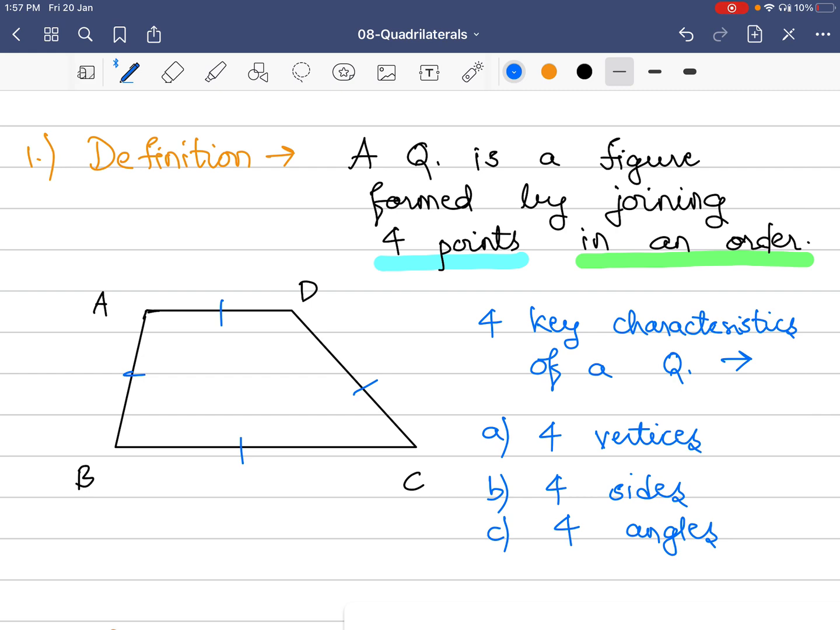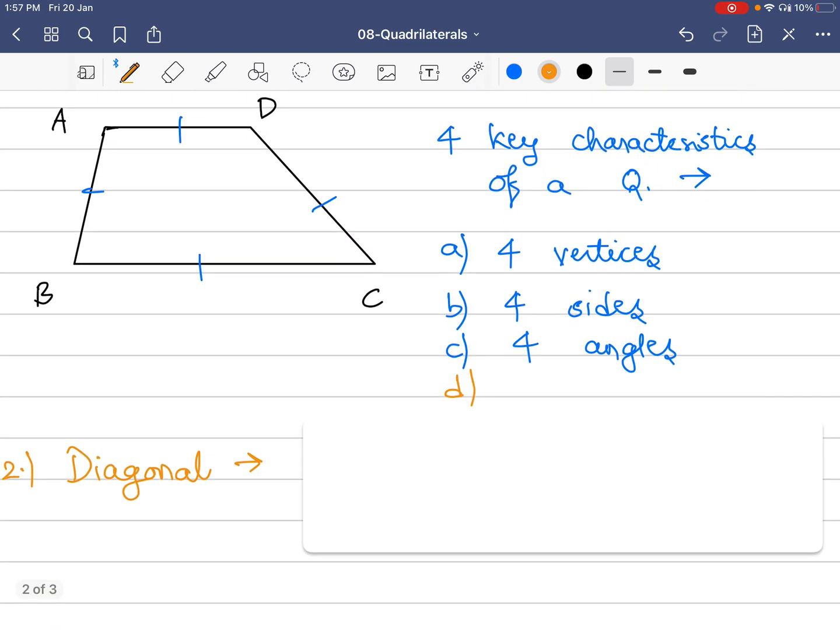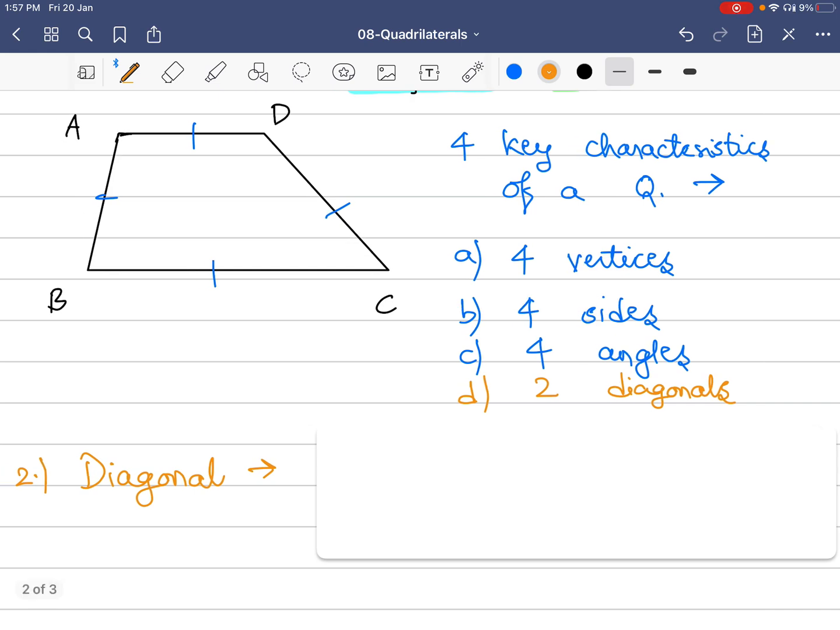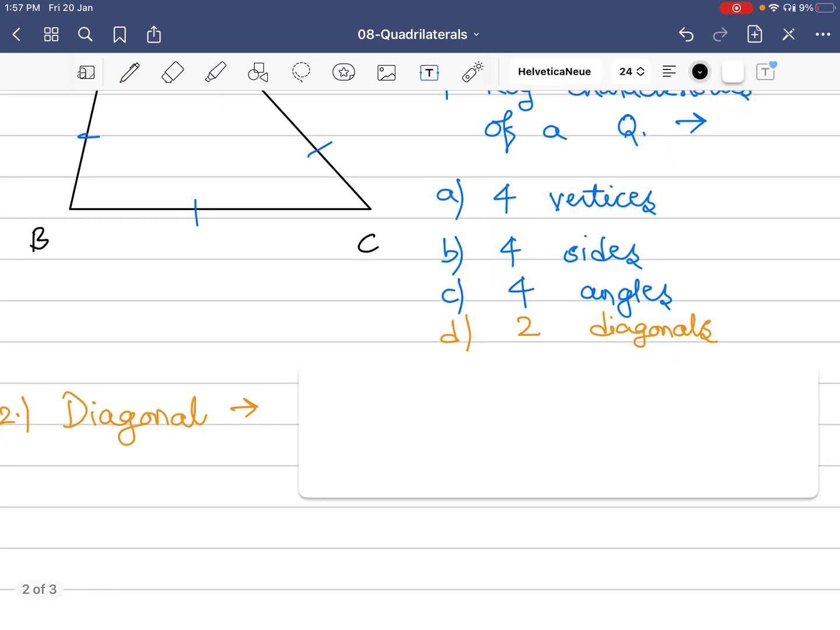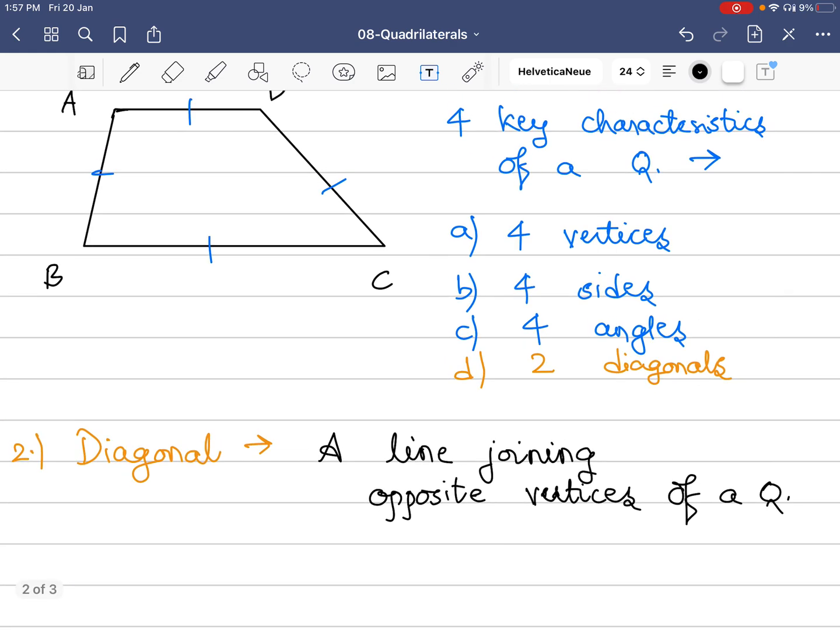This is quite similar to a triangle, where every triangle has 3 sides, 3 vertices, and 3 angles. However, a quadrilateral has one more important thing. I want to use a different color. One more important thing, and that's called a diagonal. So every quadrilateral will have 2 diagonals. Now we will see what is a diagonal. So here is the definition of a diagonal. What is a diagonal?